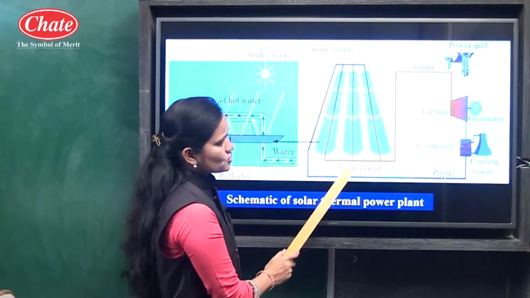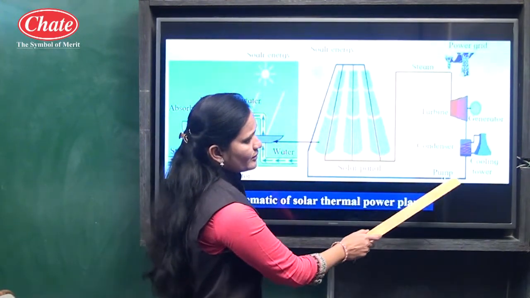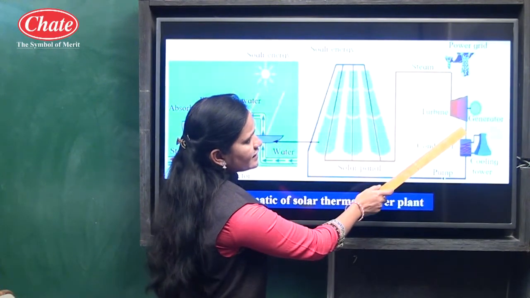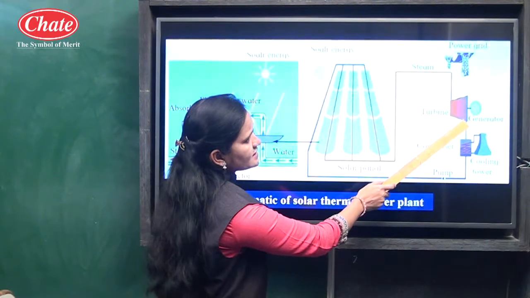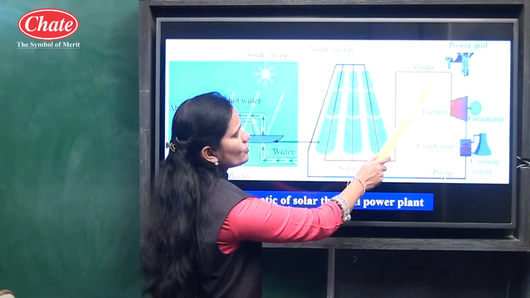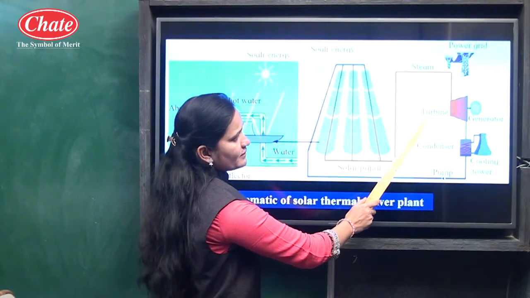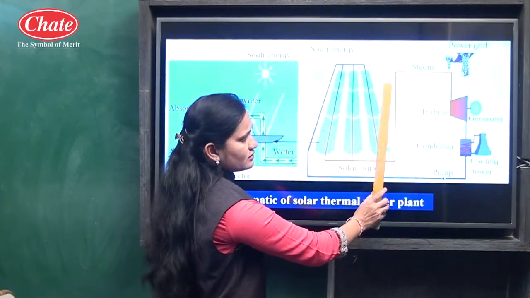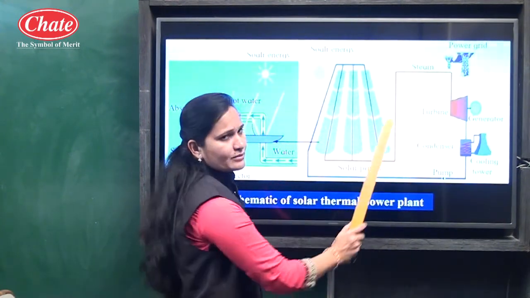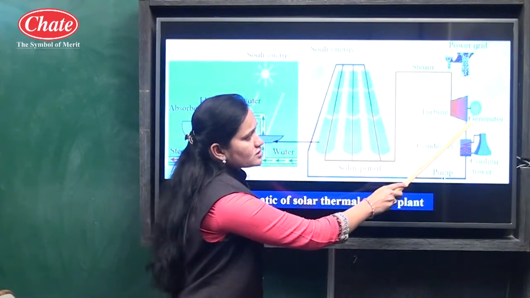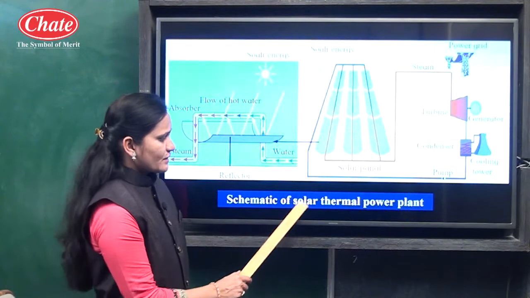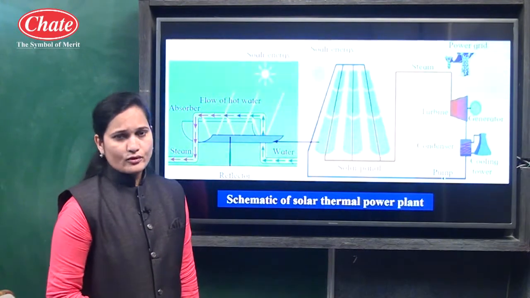If you see here, this solar panel is connected to the pump, and the cooling tower is there. The condenser is there, which is connected to the turbine. The turbine is connected to the generator, and the steam produced from the water is useful to rotate the turbine, and when the blades of the turbine start to rotate, whatever magnets are present in the generator also start to rotate to form electric energy. So this is the schematic of the solar thermal power plant.